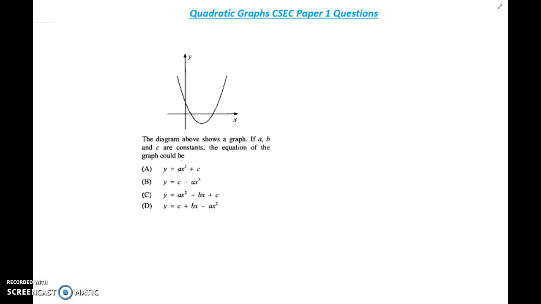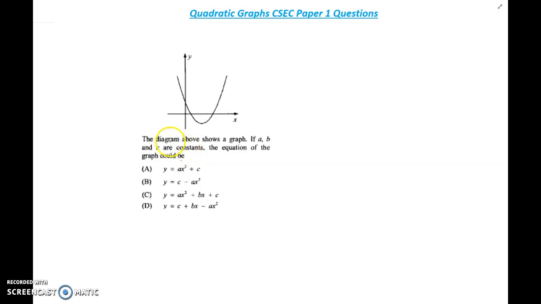Hi everyone, so today we'll be looking at quadratic graphs, CSEC paper 1 past paper questions. Quadratic graphs comes under the main topic of relations, functions and graphs, right? So let's look at the questions that we have here with these graphs. Here we have a diagram and it says the diagram above shows a graph. If a, b, and c are constants, the equation of the graph could be.